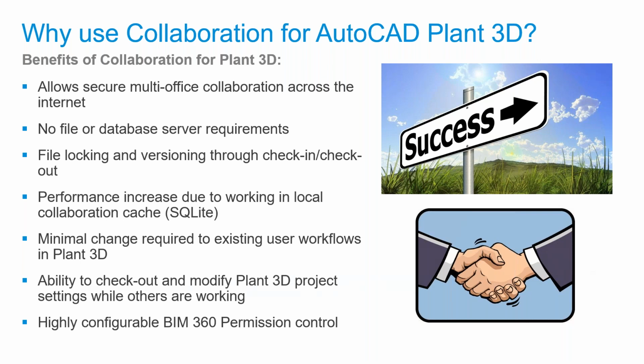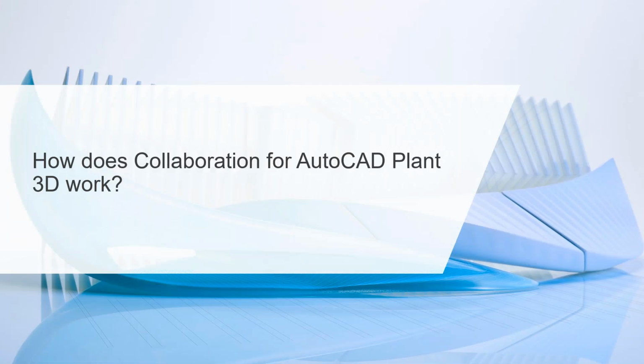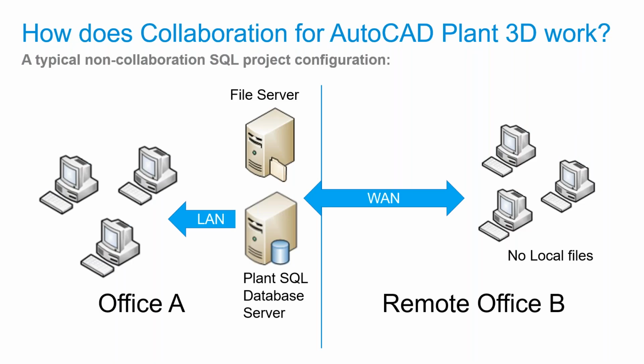So how does this work? This is just a high level overview, not too technical. So this is a non-collaboration project with, for example, SQL Server. We have a file server and a SQL database server running, and then you've got a main office, and you've got people in there working. Then you've got remote users from another office or another organization coming in through wide area network or VPN. So this is how it would operate in a standard way without any kind of cloud collaboration.